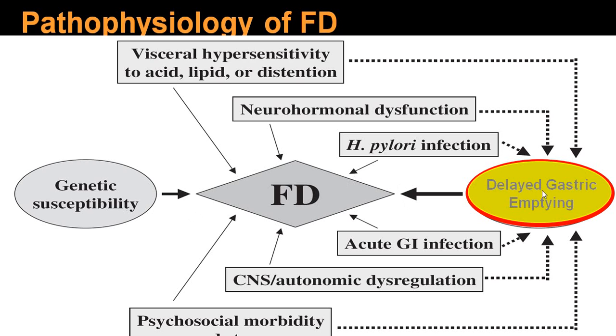And if it is proven that delayed gastric emptying is more responsible for functional dyspepsia, it will fall into a group called gastroparesis. Also, there are other factors which are responsible for delayed gastric emptying as well as directly for functional dyspepsia, that is acute GI infection, autonomic dysregulation, CNS dysregulation, psychosocial stress, etc. So this is the simplest slide which explains functional dyspepsia, and if you get more of these symptoms and you diagnose delayed gastric emptying, this will fall into a group called gastroparesis.